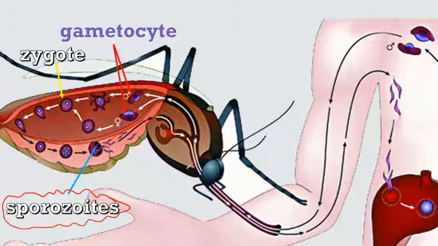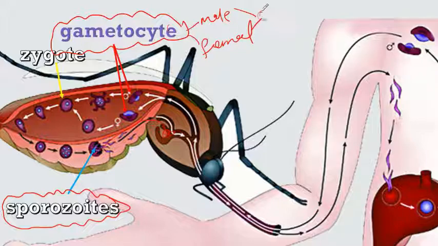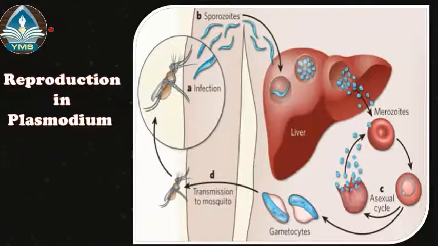Now look here, the mosquito takes gametocytes, male and female. They will fertilize each other to make the zygote. The zygote will make sporozoites. This is in the stomach of the Anopheles. Now these sporozoites will travel to the salivary gland of the mosquito. If it injects another person, it is going to give him the sporozoites. Now let's see how that happens.